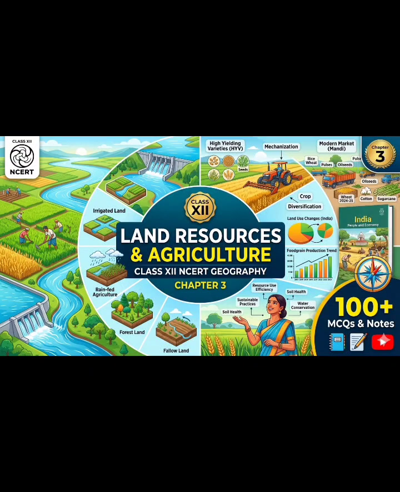Next point is net sown area. The physical extent of land on which crops are sown and harvested is known as the net sown area.